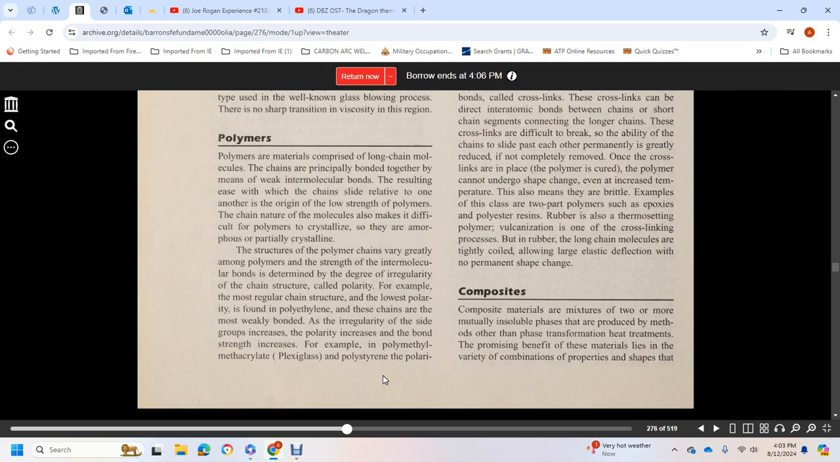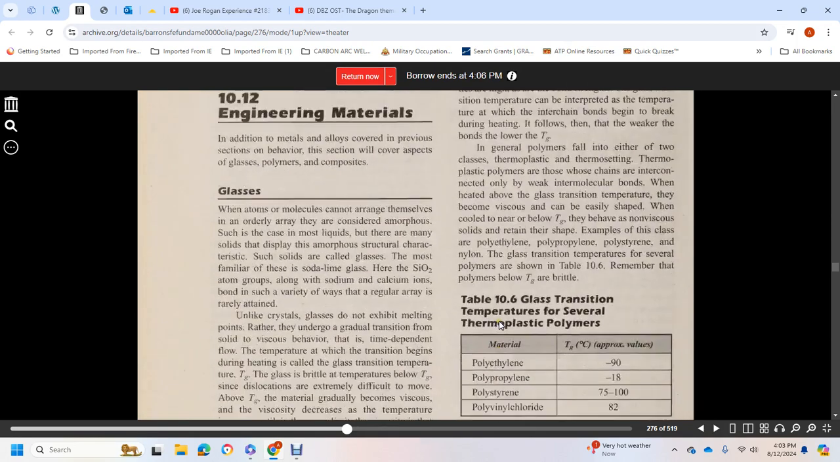The strength of the intermolecular bonds is determined by the degree of irregularity of the chain structure, called polarity. For example, the most regular chain structure, with the lowest polarity, is found in polyethylene. These chains are not strongly bound, unlike chains with irregular side groups. An increase in polarity increases the bond strength, for example in polymethyl methacrylate.